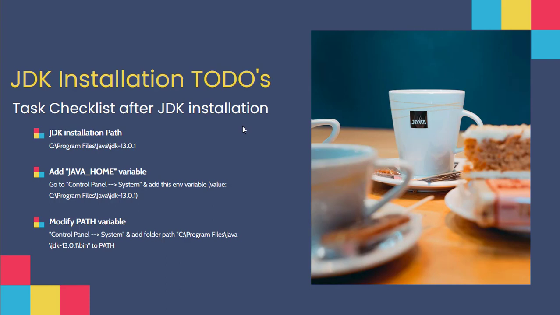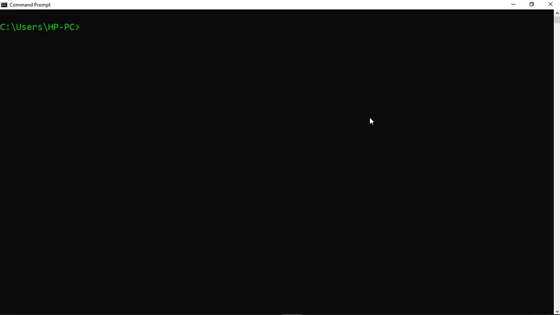So the next step is to verify your JDK installation. You need to open a command prompt or the CMD window and just run the command java -version. So let's do that. Here I've opened the command prompt and I'll type java -version.